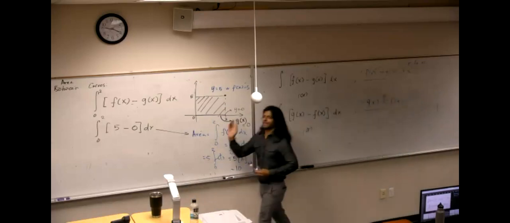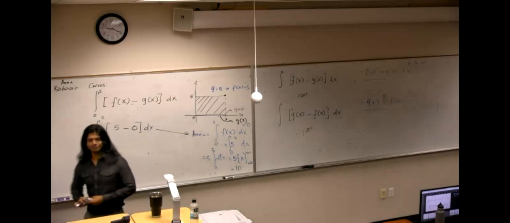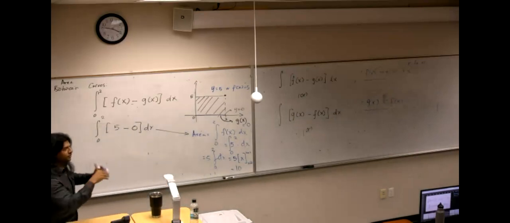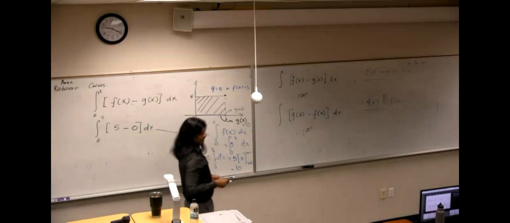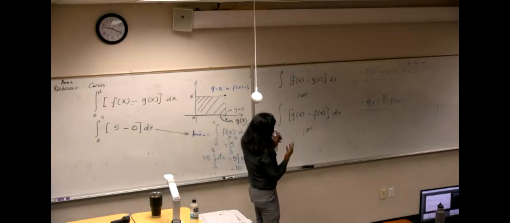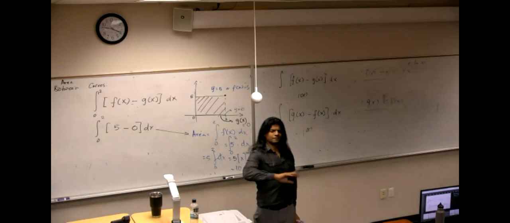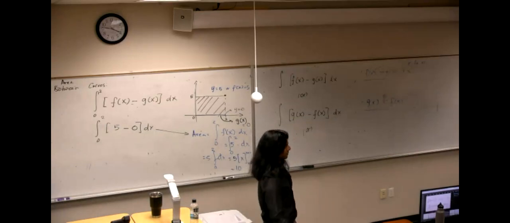Last case, I don't even have to specify a condition. I'm too cool to specify constraints. How can I guarantee that I'll have a positive area regardless of what f of x and g of x are?